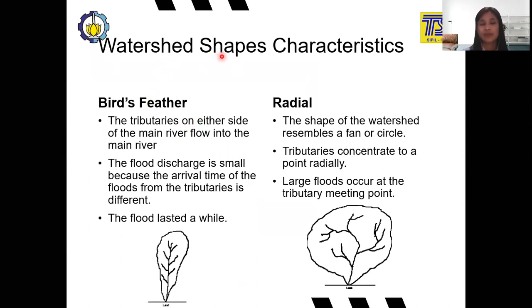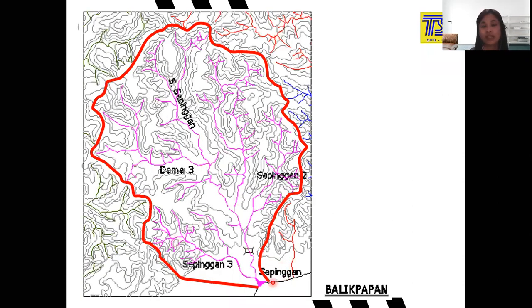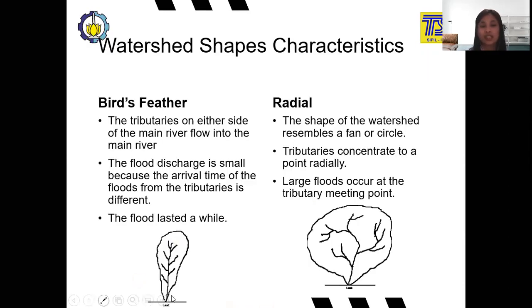The first one of the watershed shapes is the bird's feather, or bulu burung, because its shape is similar to a bird's feather. The tributaries on either side of the main river flow into the main river. So it has only one main tributary, but it has a long tributaries area. Here in our example, it has not only one, but like you can see, it has branching here and here. But for the bird's feather, it's only branching one and then smaller.